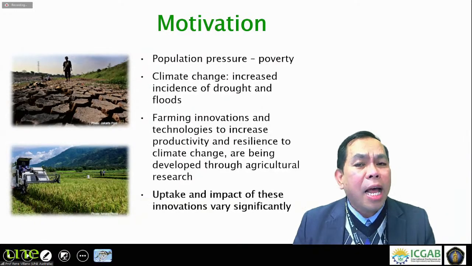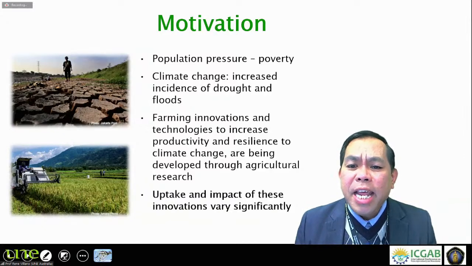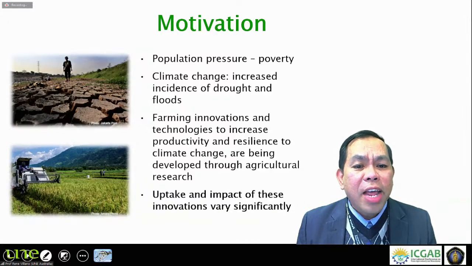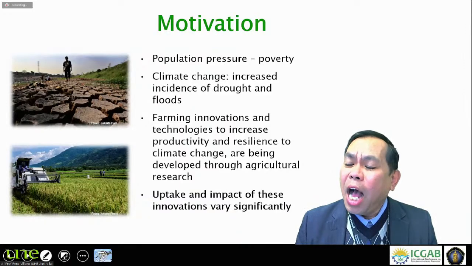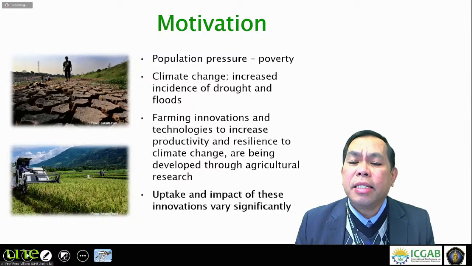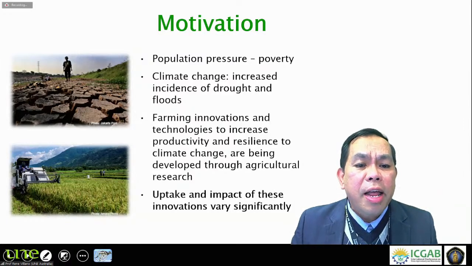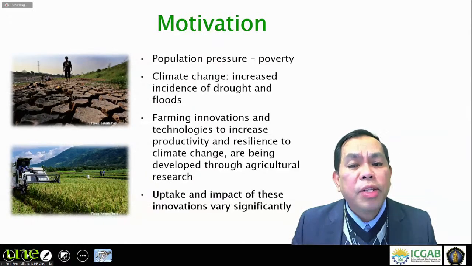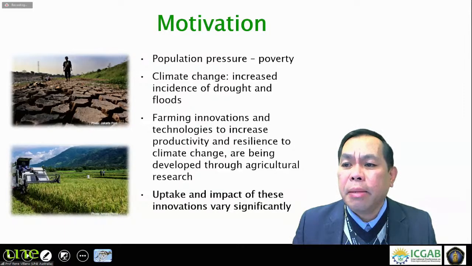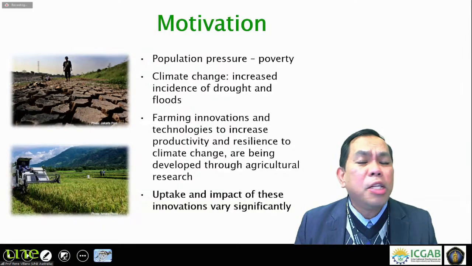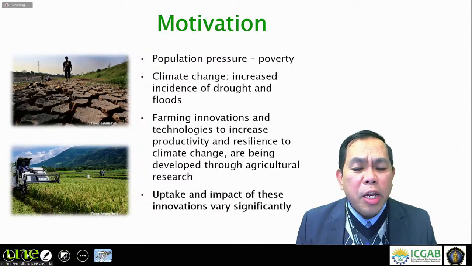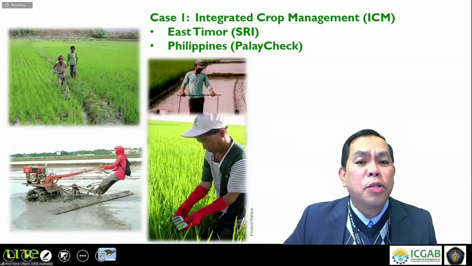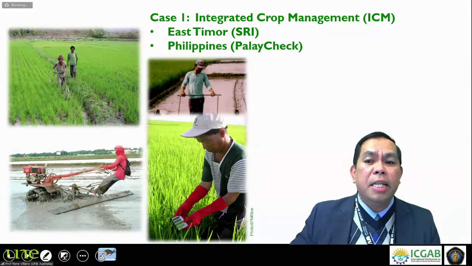Despite these many efforts, as I have indicated, the uptake and impacts of those introduced innovations have been variable and low outside the immediate program areas, even if there is evidence or demonstrated potential benefits to improve productivity, profitability, and farm household incomes. This varying adoption of innovation is common to some of the innovations that have been implemented in the past.